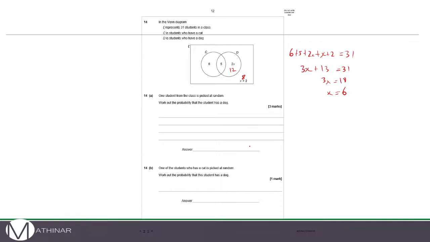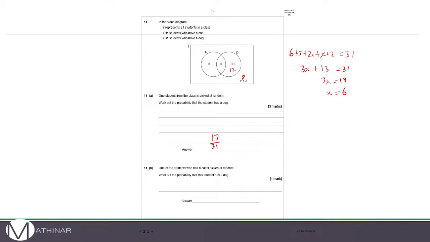So how many students have dogs? You might think 12, but no. These students here, these 5 students, they have a cat and they have a dog. So do they have a dog? Yes. So it's 5 add 12. 17 of them have a dog. So the probability that a student has a dog is 17 out of 31 students in the class. 17 out of 31 is your answer.